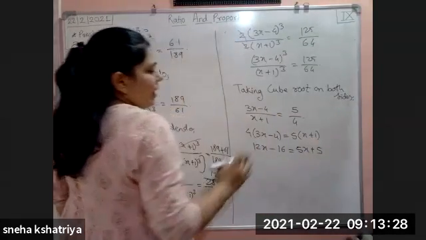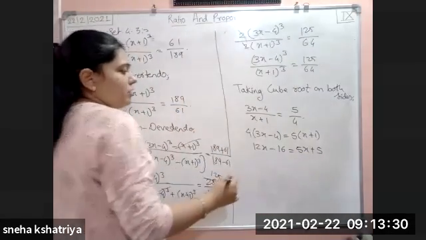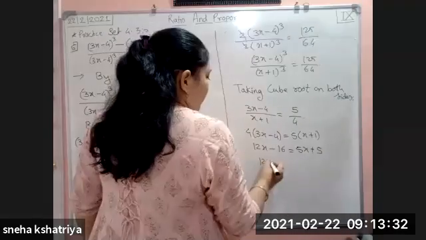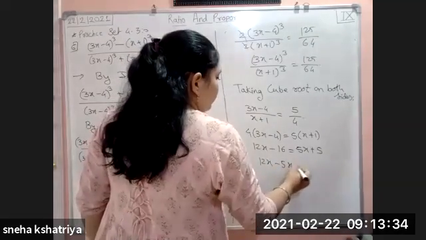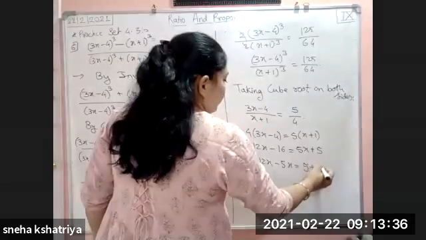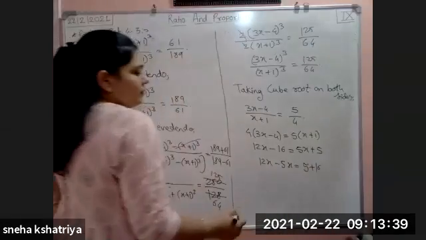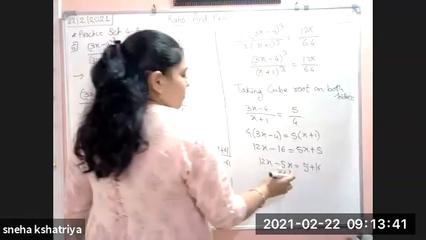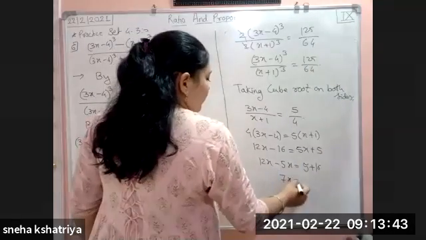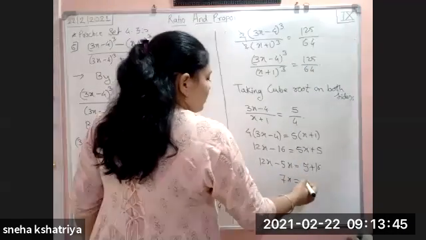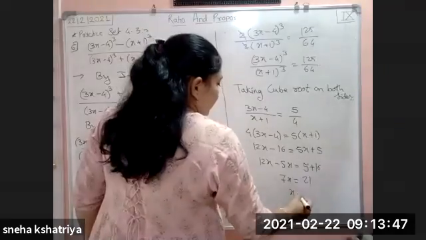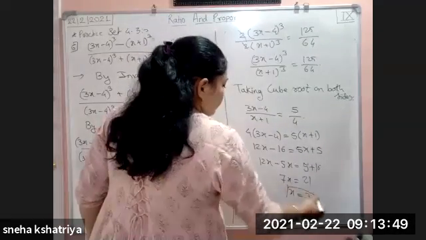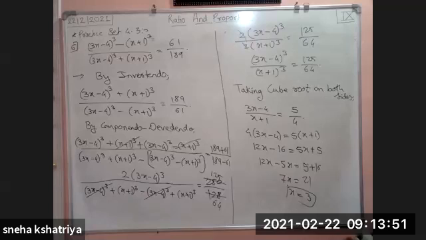Again, x terms on one side, constants on the other side. 12x - 5x is equal to 5 + 16. 12 minus 5 is 7x, 16 plus 5 is 21. x is equal to 21 upon 7. 7 3s are 21. So we get the value of x is equal to 3.